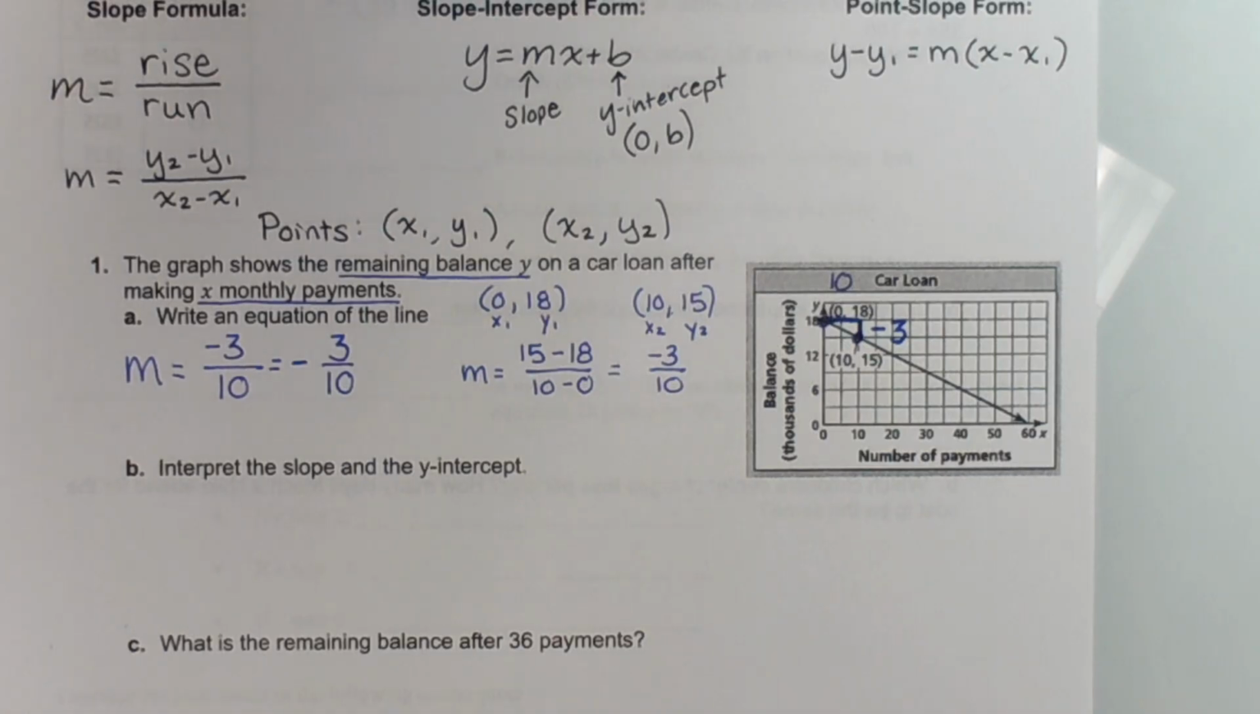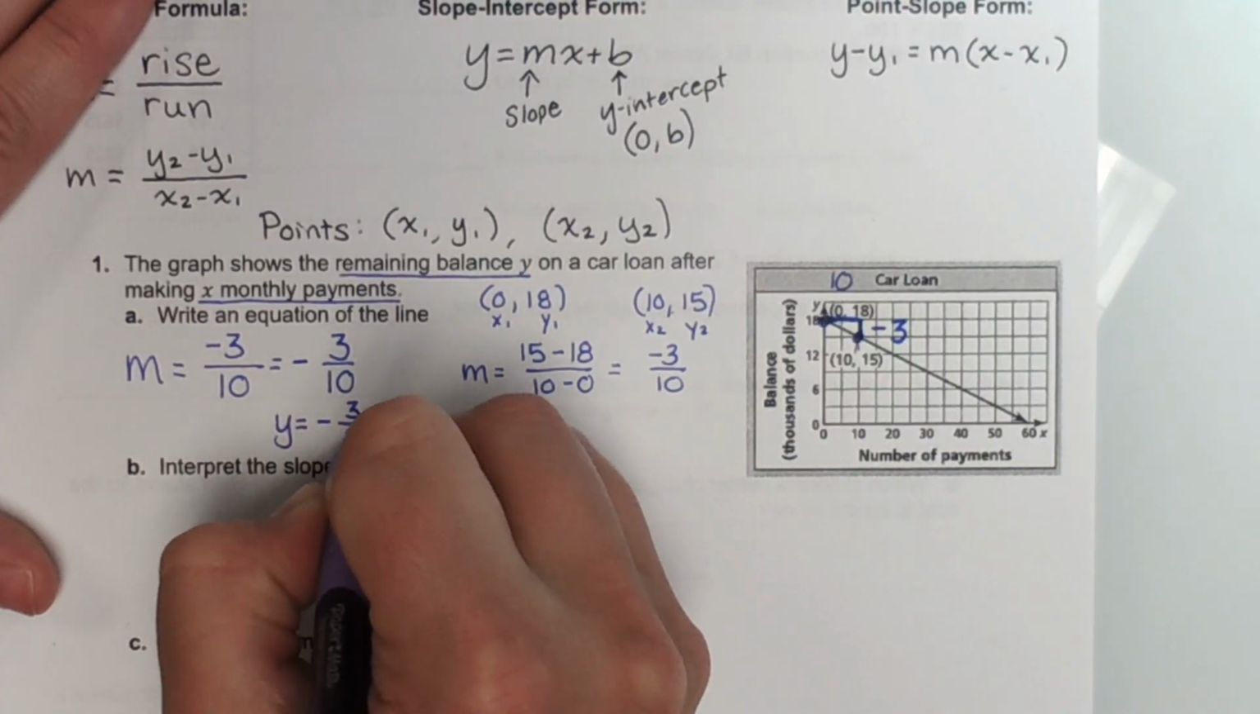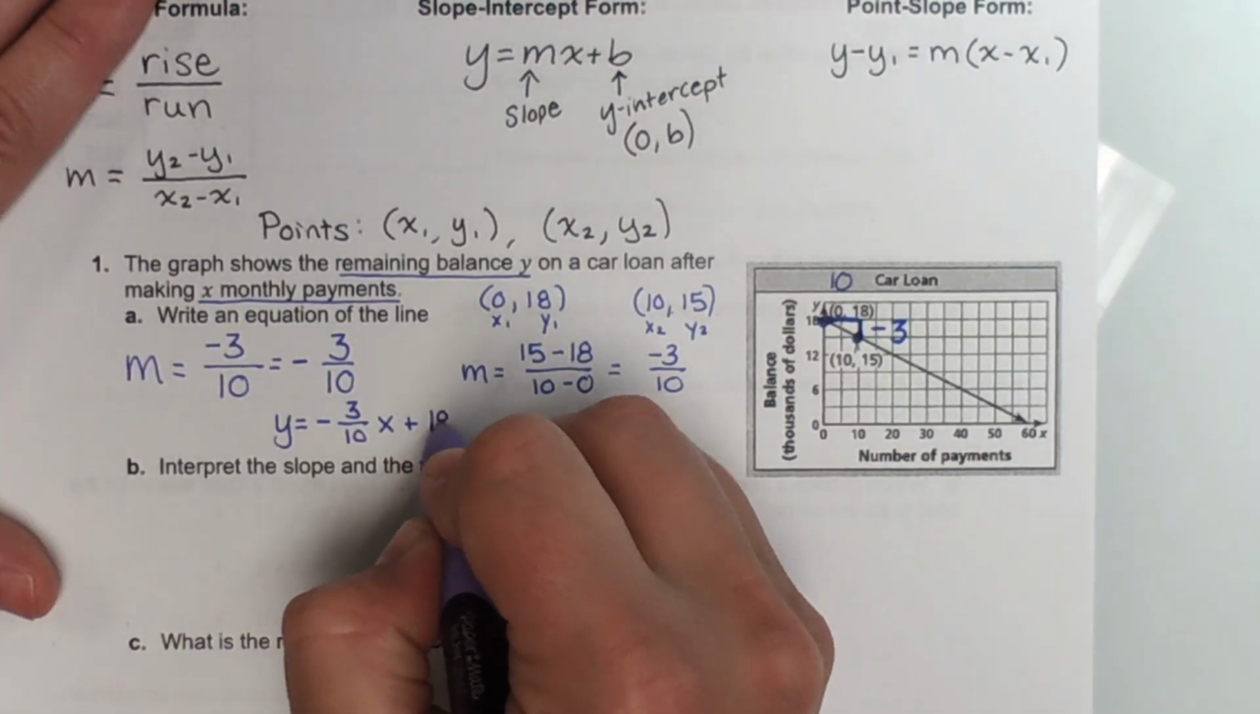Is that what the question asked for? No. What did the question ask us to do? Write an equation, which means we want y equals mx plus b. Now we just found m, 2 different ways. Do we know b? Do we know the y-intercept? Yes. Where does the graph hit the y-axis? 18. At 18. So we can go directly into y equals -3/10, that's the m, x, and then it's a positive 18, so plus 18.